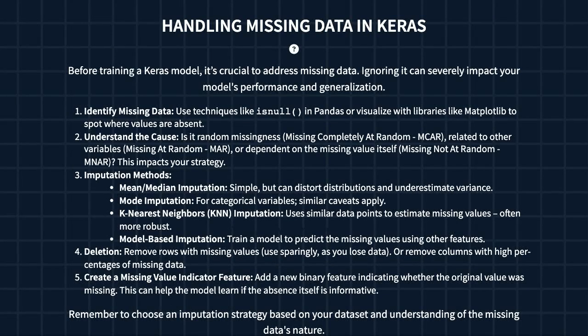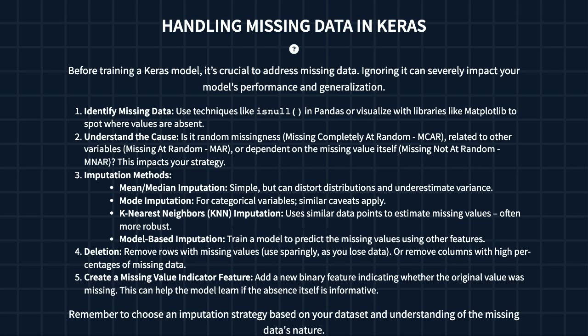Okay, so let's talk about dealing with gaps in your data before feeding it into Keras. It's really important because a model can't learn from nothing. First, you need to figure out exactly where the missing values are and why they're there. Is it random, or does something else explain them? Then, you have a few options. You could just throw away rows with missing data, but that loses information.